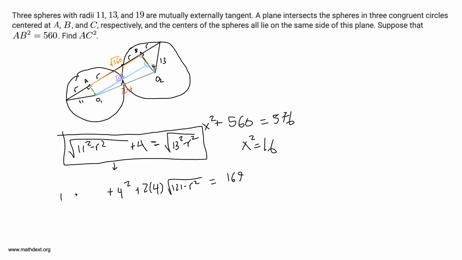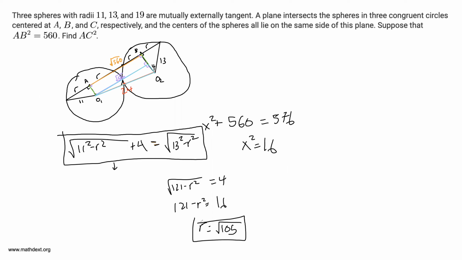You can also subtract 121 from both sides. This becomes a 48. You can subtract 16 from both sides. This becomes a 32. Divide both sides by 8, and this becomes a 4. You can square this. You get 121 minus r squared is equal to 16. R squared is equal to 105, which means that r itself is equal to root 105. So that's the common radius between all 3 of the circles.